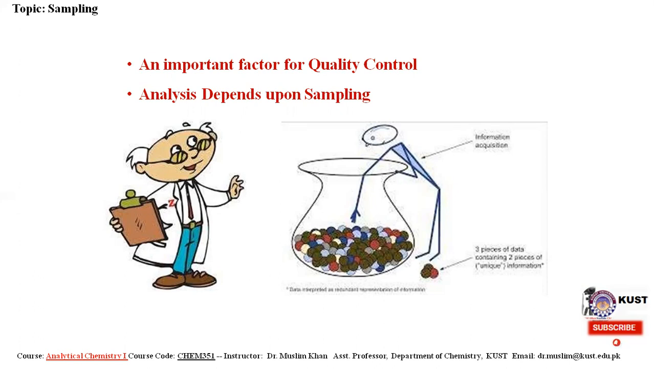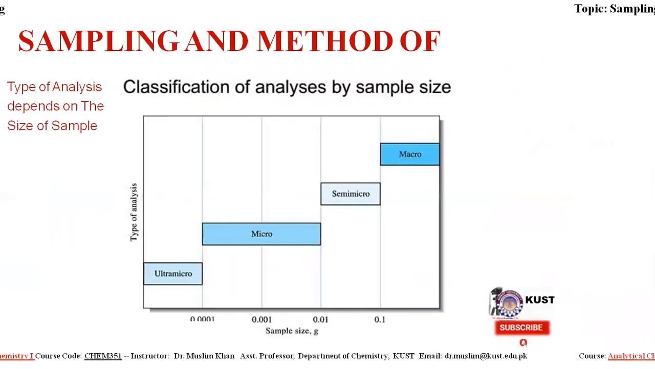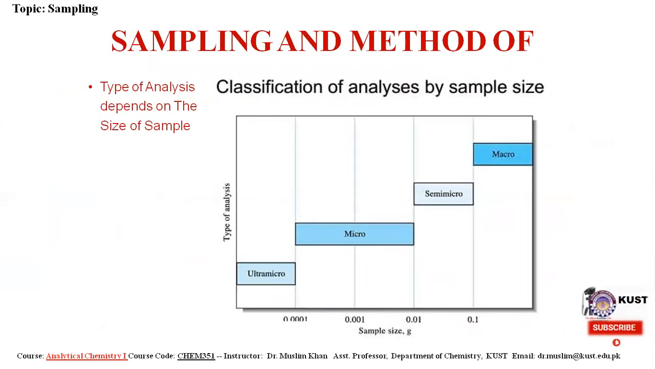So in this lecture, we are talking about how we can get a representative sample, a small sample size which can represent the whole bulk of the population. The importance of the sample is so great, because the sampling and the method of analysis, the type of analysis, depend on the size of the sample.